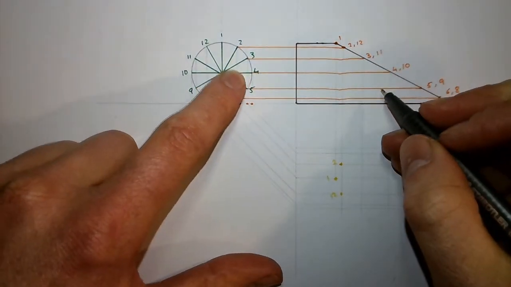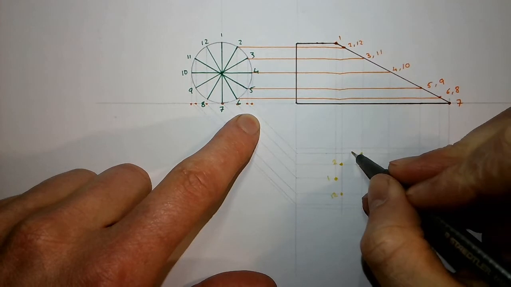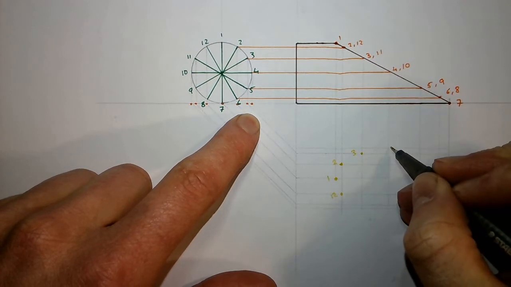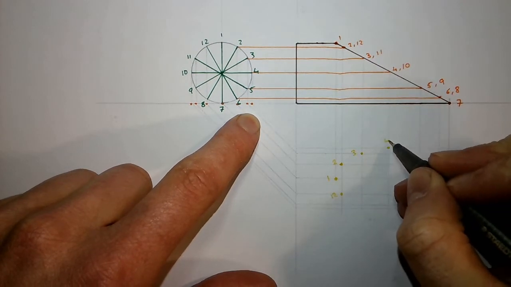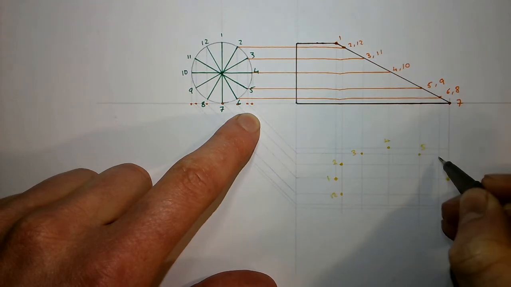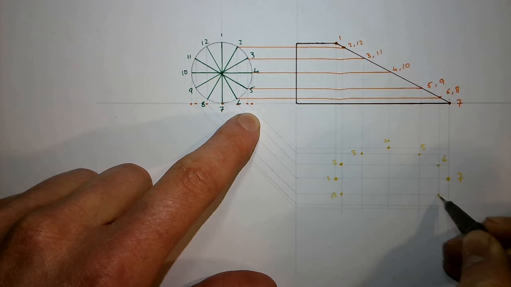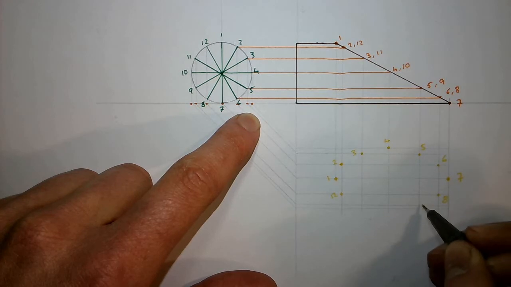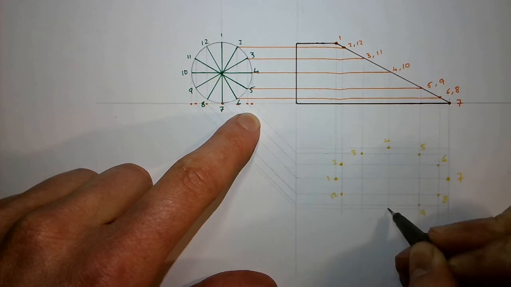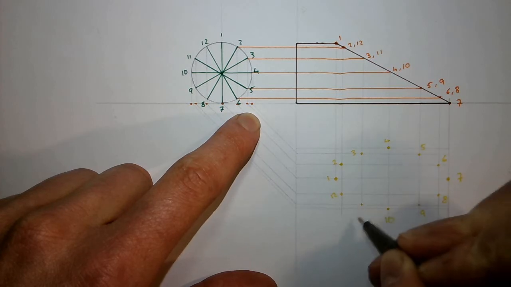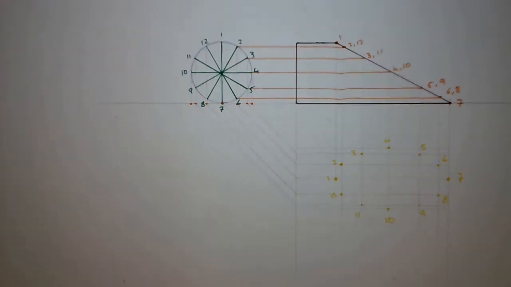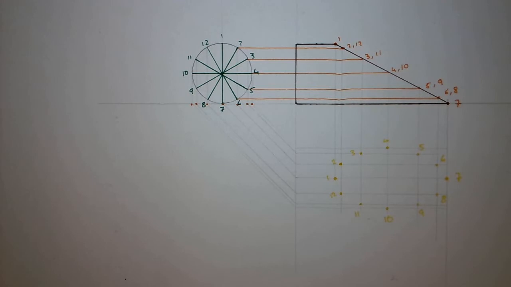So 3 for me is there. There's 3. I know 4 is going to be here. 5. That would be 6, 7, 8 here. 9, 10 is going to be on the edge. That'll be 11. I've already got 12. And that is your shape.